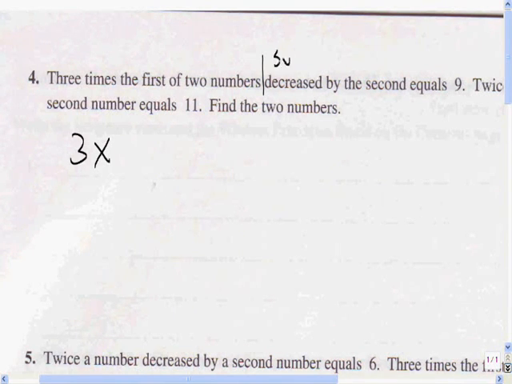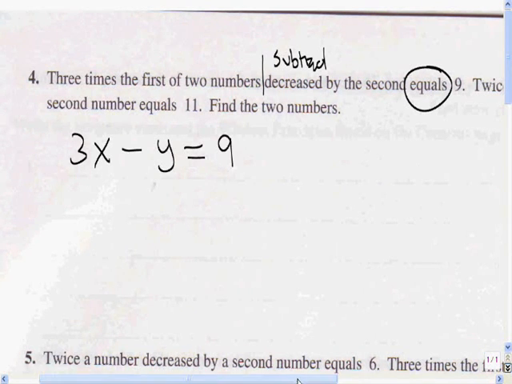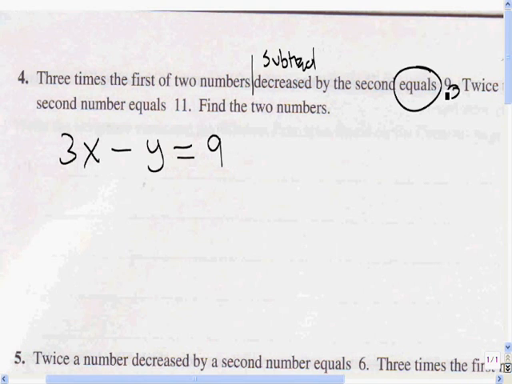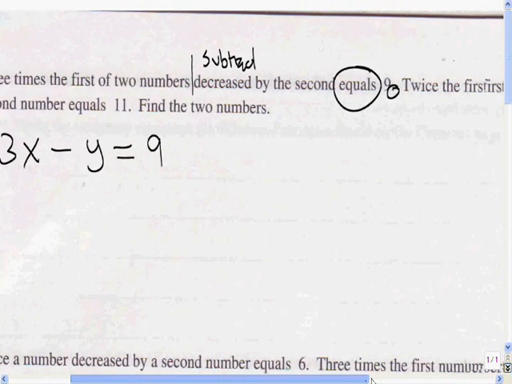Decrease, so we know subtract, right? So we do subtraction. By the second number, which is always y, equals. Here we don't even have to figure out what the key word is. They even actually just tell us that it equals 9. Okay, that's the first part. You notice how it stops at the period? Now let's look at the second part.